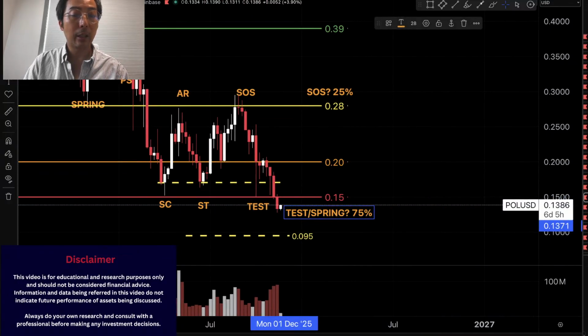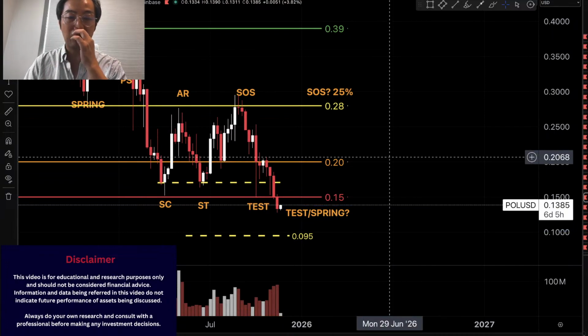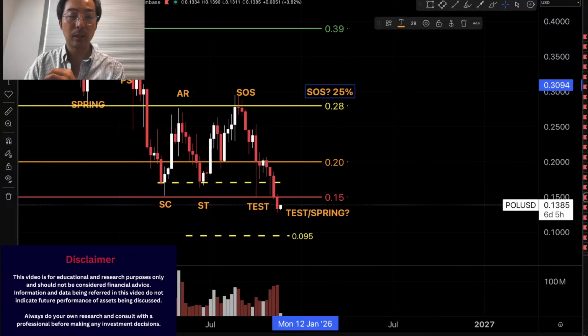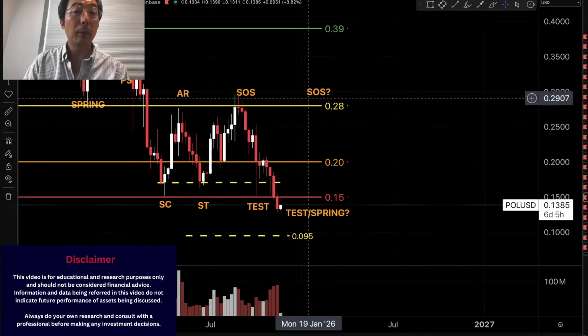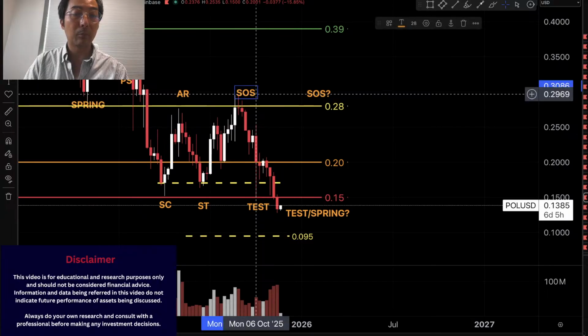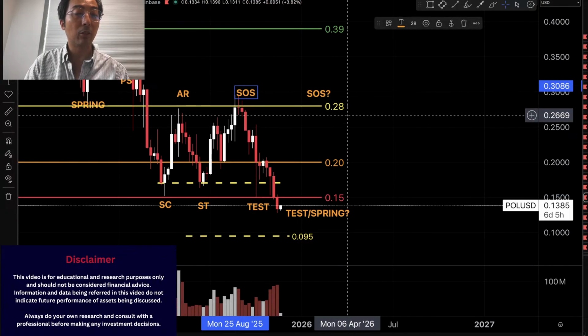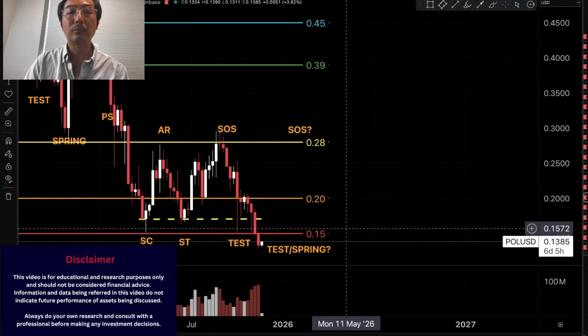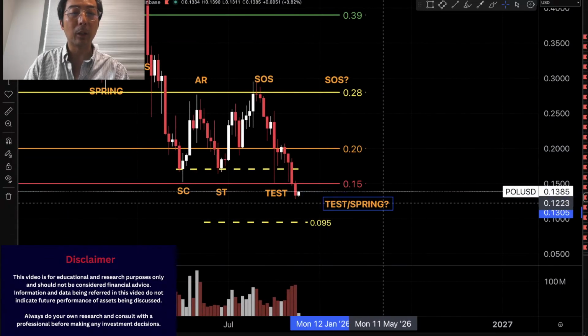The test and spring is confirmed basically, so that 75% is confirmed. So we don't need these percentages anymore. We're hoping to see another sign of strength, meaning the price comes back to challenge the yellow key level of 0.28. It's still a long way from where it is.